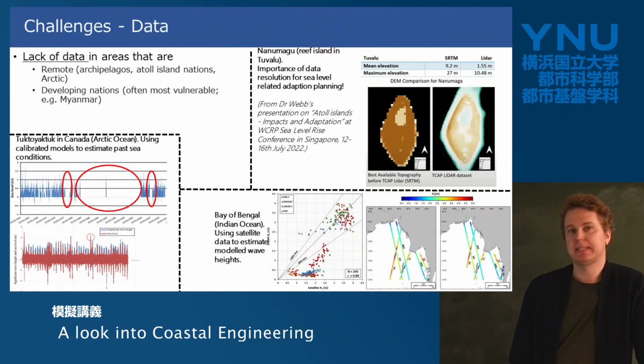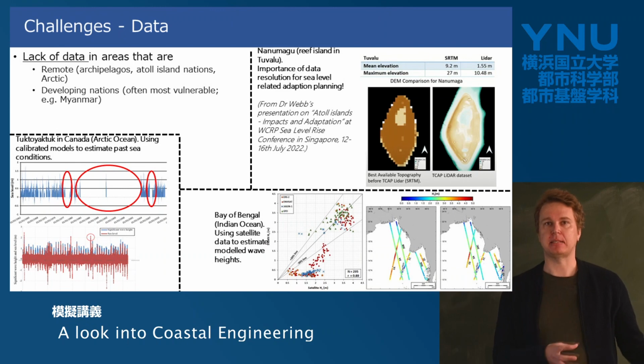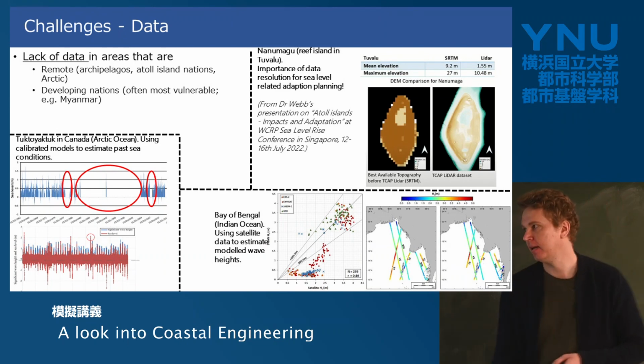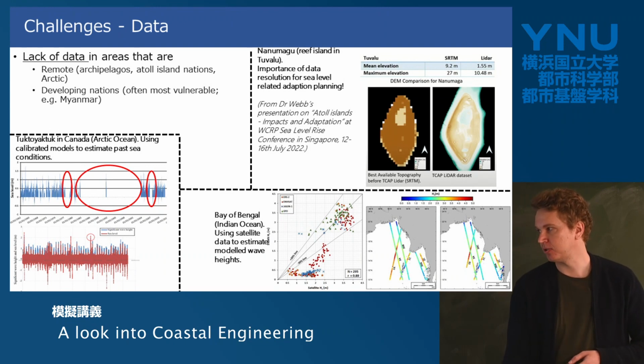But there are many challenges with these types of research and studies, and we also continuously try to find ways to extend it and improve our understanding. But very important is data. And the problem is the lack of it. There is often no good data in the most vulnerable places. Arctic, almost no data at all. It's very difficult to get good data. The image on the bottom left here shows that there are large gaps in the data set.